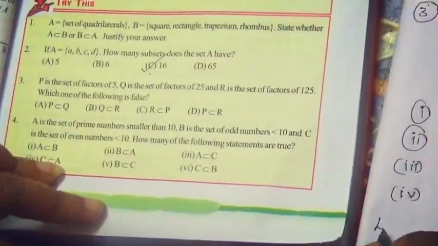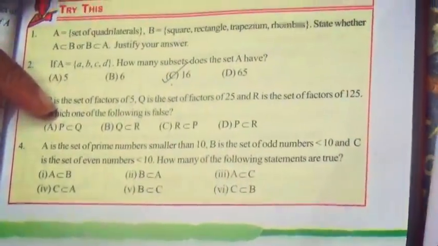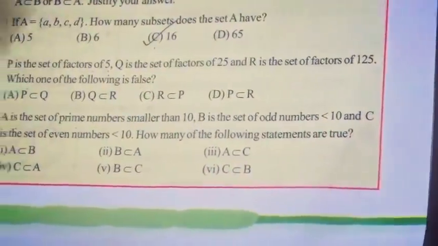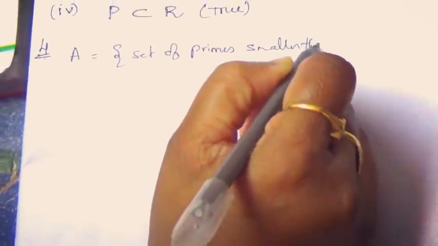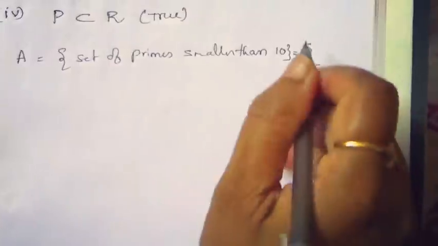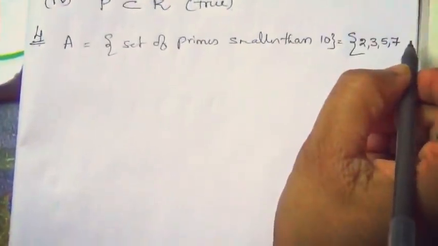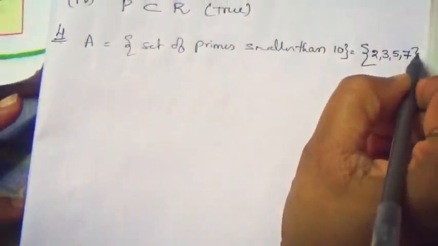Okay. Then the fourth sum. So A is a set of prime numbers smaller than 10. Just convert these words into listed form. A is the set of primes smaller than 10. What are the prime numbers? 2, 3, 5, 7. There is 11, but up to 7 it is enough. Why? Because it is smaller than 10. So these are the elements present in A.